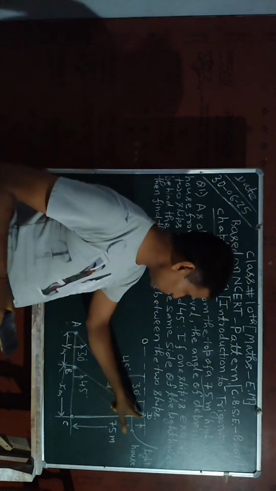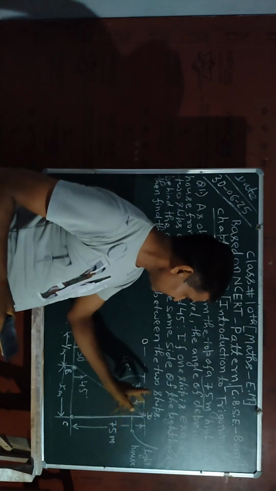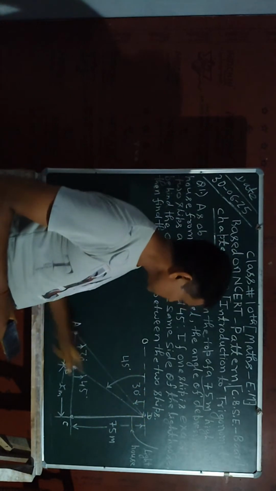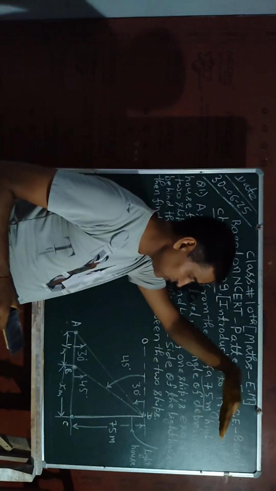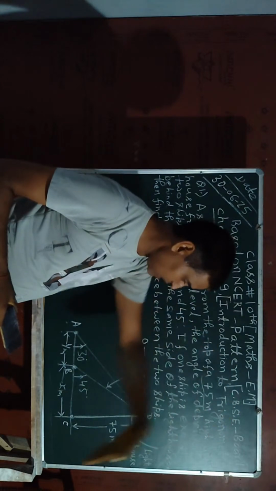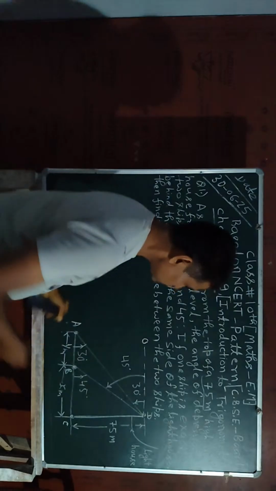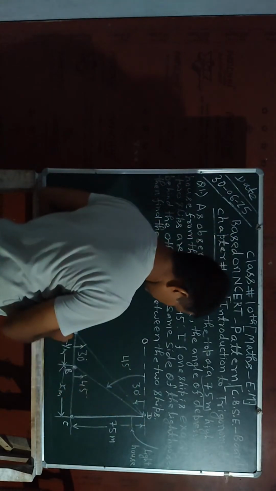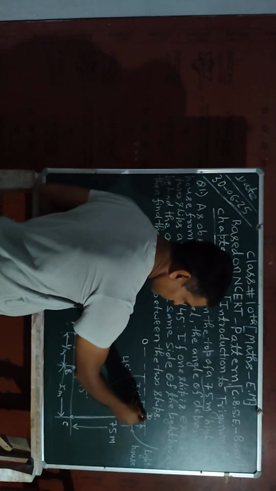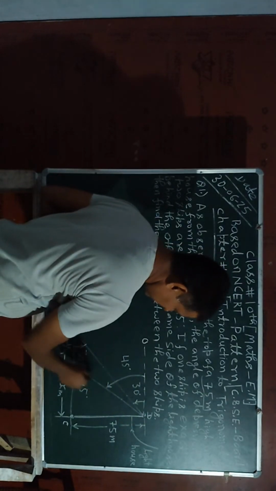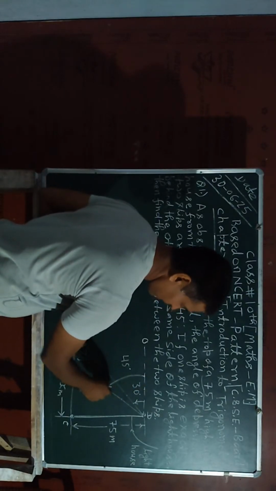But in this question, an observer who is sitting at point D is looking at point A. From the top of the lighthouse, the observer looks downward, so that angle will be the angle of depression. From point D to A, the angle of depression is 30 degrees, and from point D to B, the angle of depression is 45 degrees.